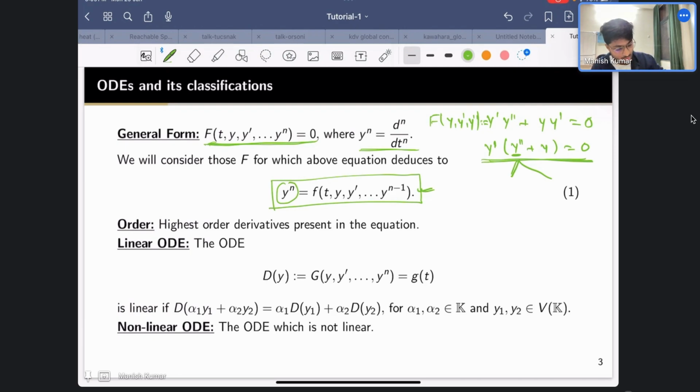For example, y double prime plus y equal to 0. In this case the highest order derivative is the second order derivative, right? So the order of this differential equation is 2.